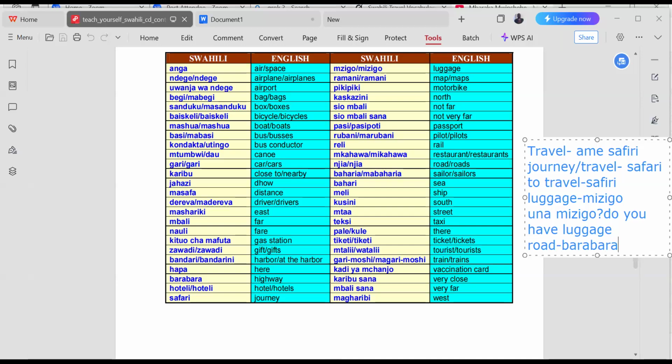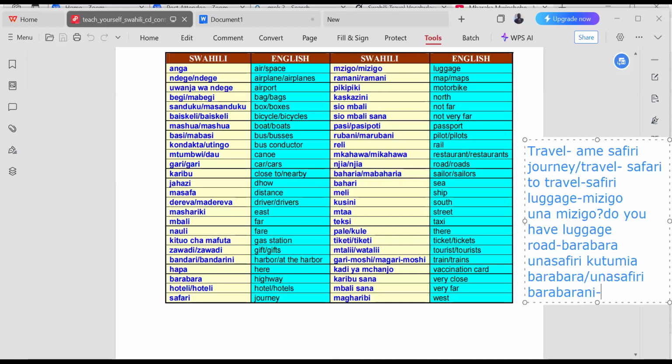That's the road. So if you're traveling by road, we will say unasafiri kutumia barabara, or we will say unasafiri barabarani, which means you are traveling using the road or you are traveling on the road. Barabarani, on the road. So that's one type of traveling you can take.